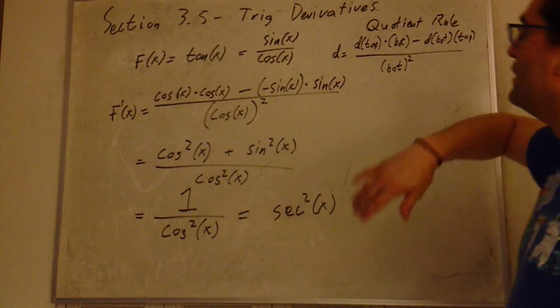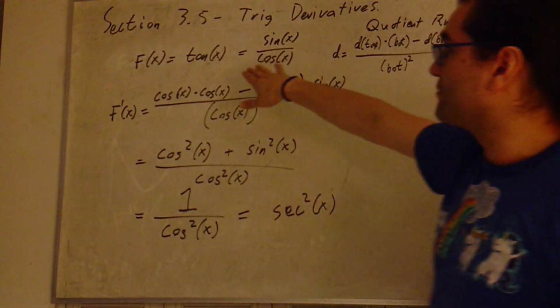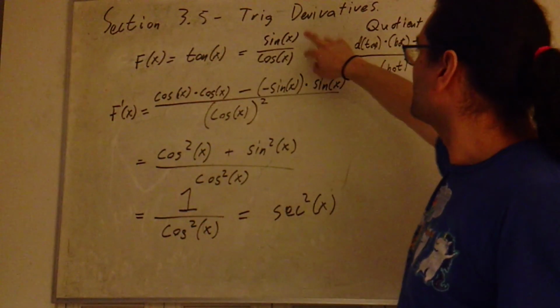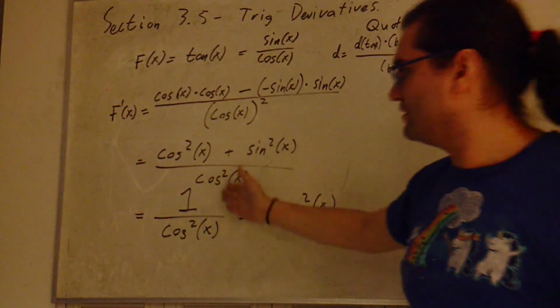So yeah, that's the derivative of tangent. Sine over cosine, use the quotient rule, do some simplification. It's 1 over cosine squared.